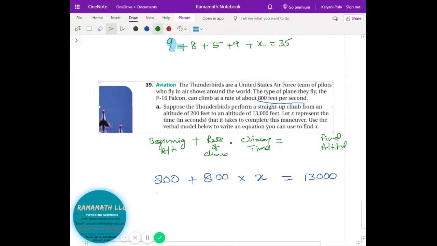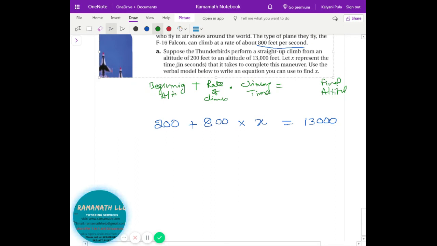I think I got it. All right, let's try this. So once you have that one, first we're going to subtract 200 on both sides, and then 200 from here. So 800x equal 13,000 take away 200. How much is that?